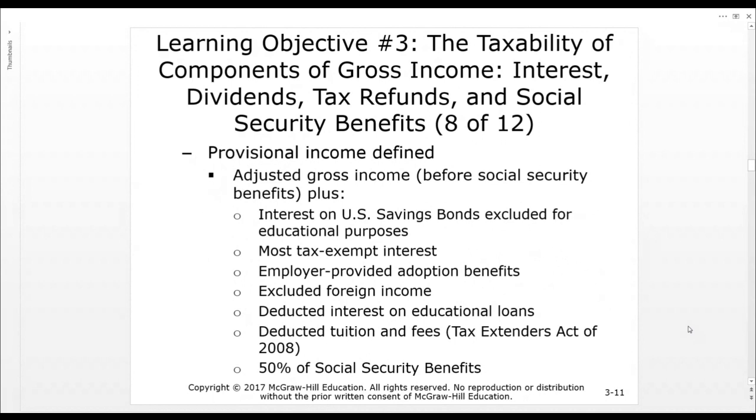excluded foreign income, right? People think we're only talking about American liabilities, American income. No, your tax return is for worldwide income. So if you're generating income in Australia, it's their income too. You can't just say that it's not. Even deducted interest on educational loans may be considered income.